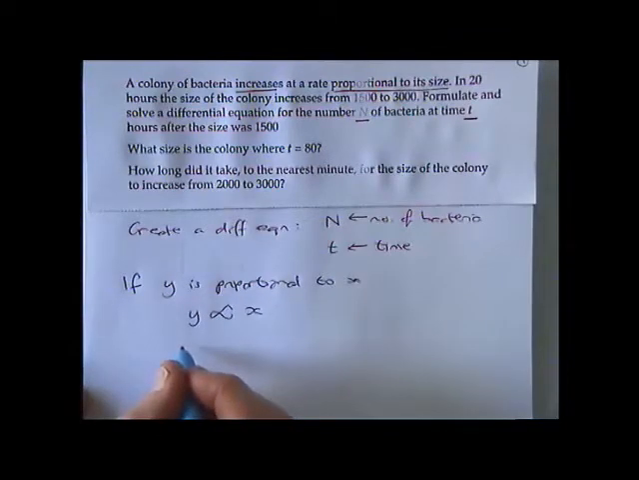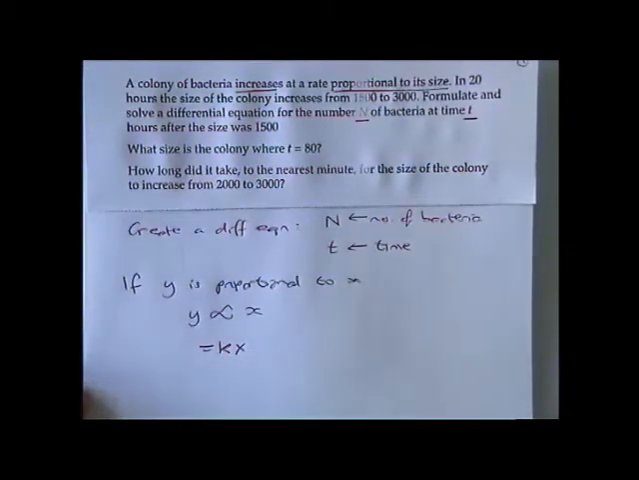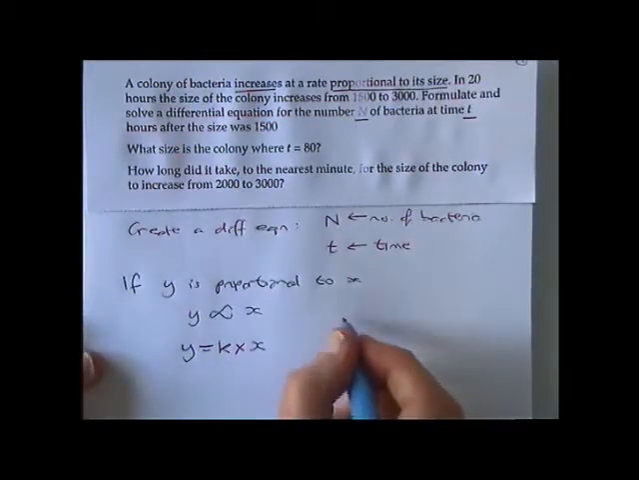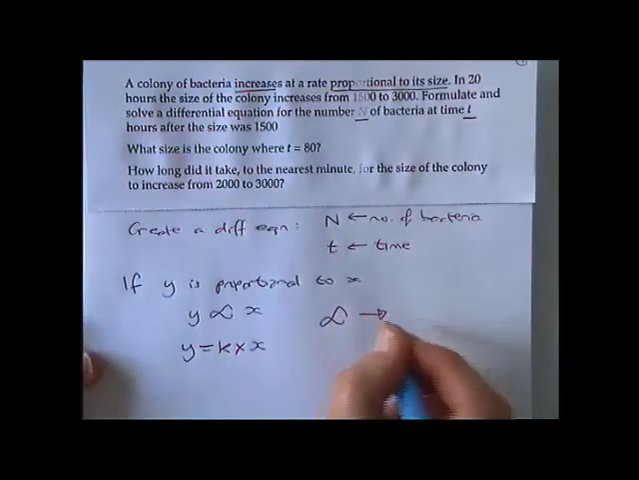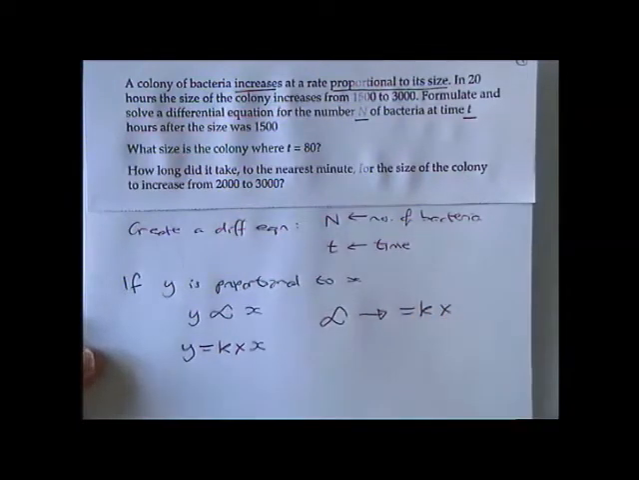You've got to put something else in there as well. We found out what k is. Yeah, so you change that sign there to equals k times by. So y is proportional to x becomes y equals k times by x. So what you do here is you replace the proportional sign, gets changed to equals k times by something.